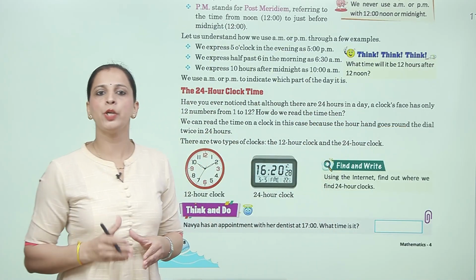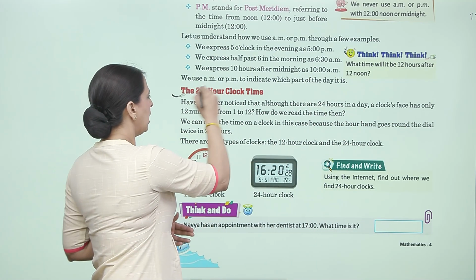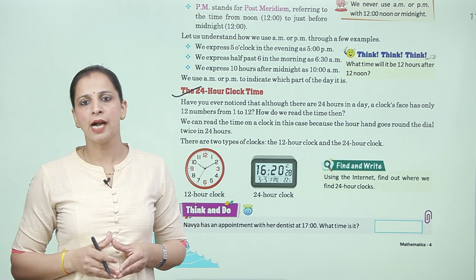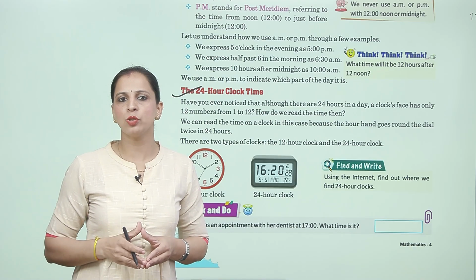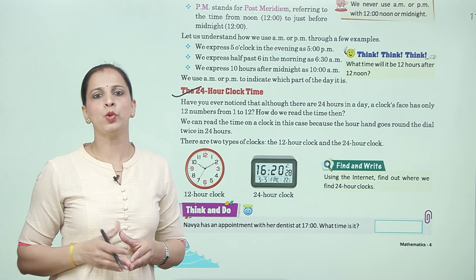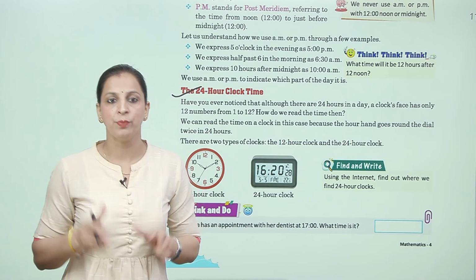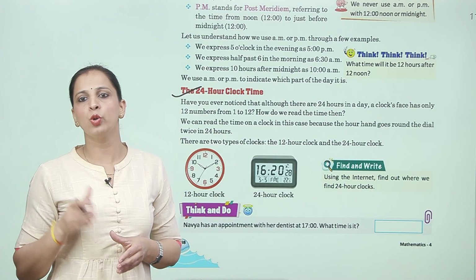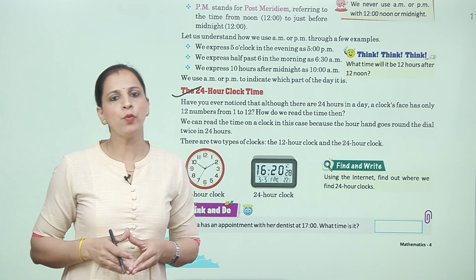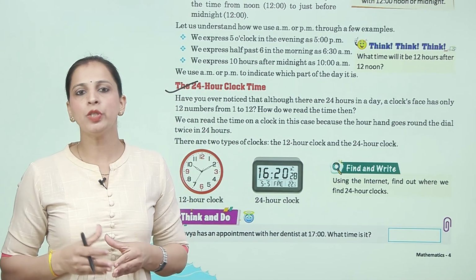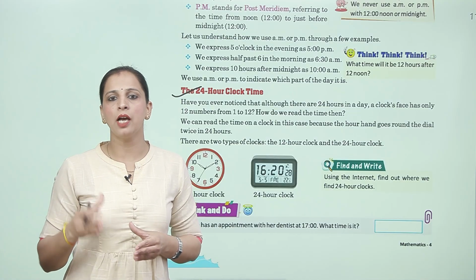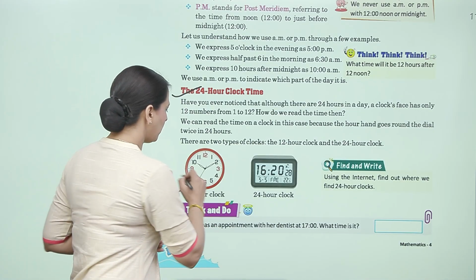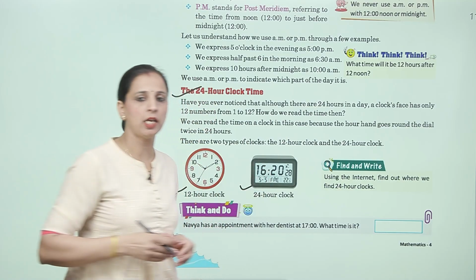Now next is the 24-hour clock time. Have you ever noticed that although there are 24 hours in a day, a clock's face has only 12 numbers from 1 to 12? How do we read the time then? We can read the time on a clock in this case because the hour hand goes round the dial twice in 24 hours. There are two types of clocks, the 12-hour clock and the 24-hour clock. This is the 12-hour clock, this is the 24-hour clock.